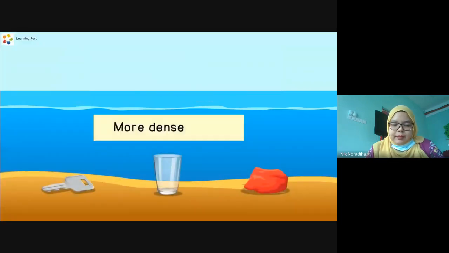When an object is more dense than water, the object sinks. Examples are metal, glass, and clay.